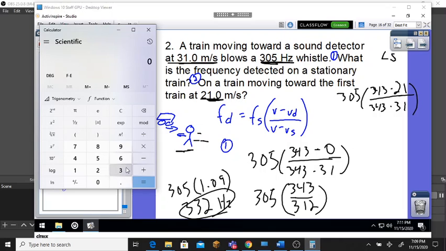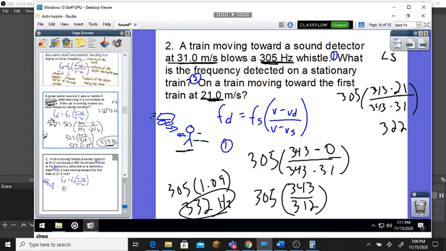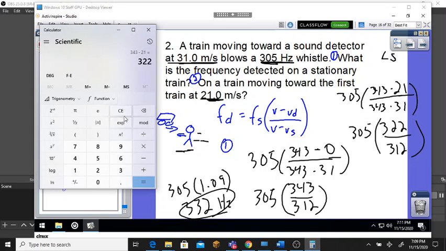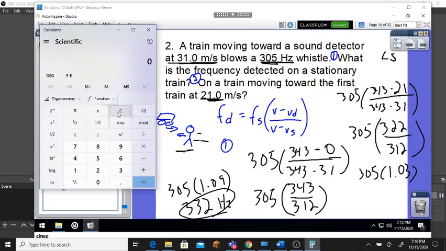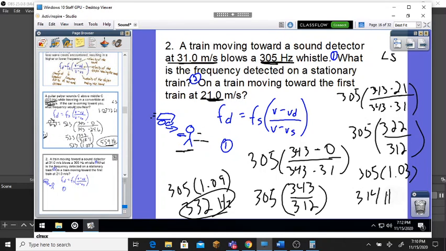So 343 minus 21 is 322, and 343 minus 31 is 312. 322 divided by 312 is 1.03. I have to clear that out. 305 times 1.03 is 314. That's going to be the new frequency.